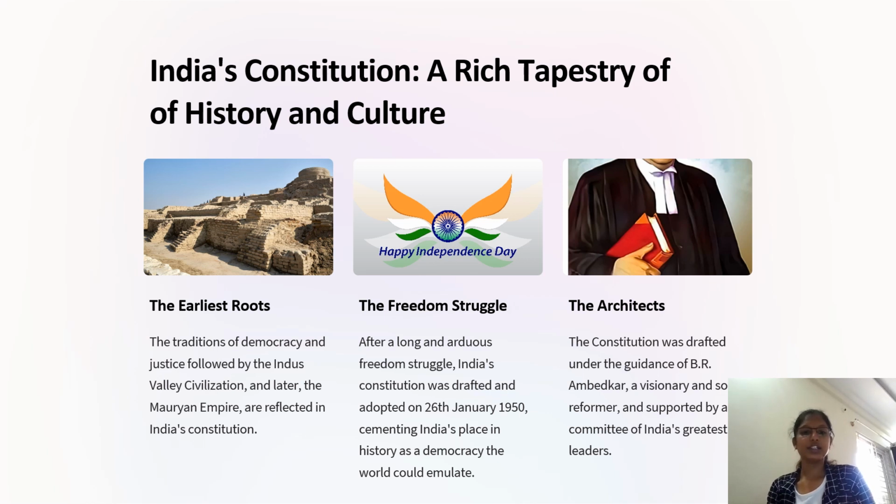India's constitution is a rich tapestry of history and culture, with earliest roots, the freedom struggles, the architects, the tradition of democracy and justice followed by the Indus Valley civilization and later the Mauryan Empire, reflected in India's constitution. After a long and arduous freedom struggle, India's constitution was drafted and adopted on 26 January 1950, cementing India's place in history as a democracy the world could emulate. The constitution was drafted under the guidance of B.R. Ambedkar, a visionary and a reformer, and supported by a committee of India's greatest leaders.